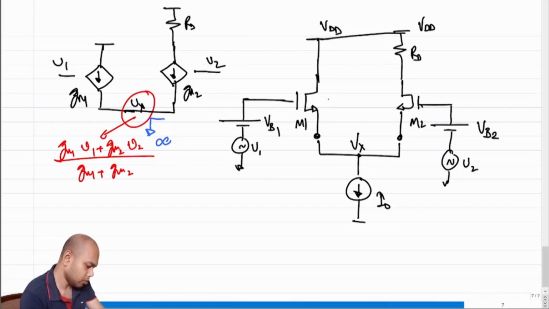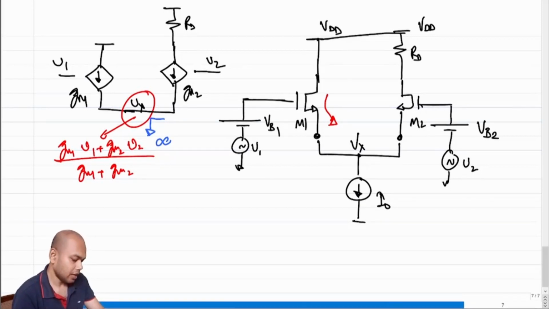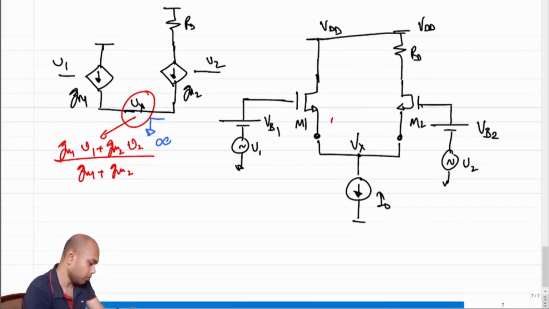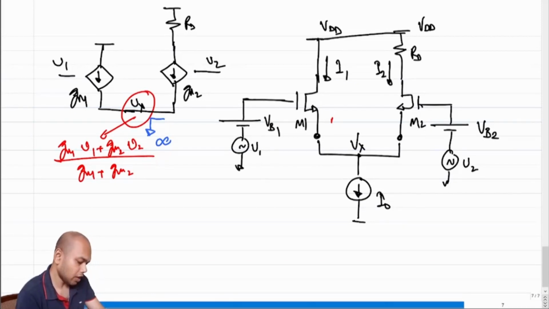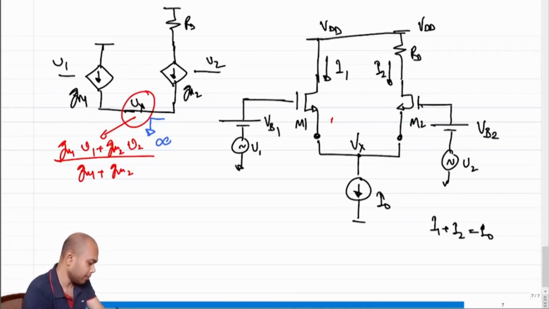What will be the current through this structure? Incremental current, assuming some quiescent current flows into M1 and M2. We don't know how much right now. So let's say the quiescent current here is I1, quiescent current here is I2, and of course I1 plus I2 has to be equal to I0, and this sets up some GM on M1 and some GM on M2.